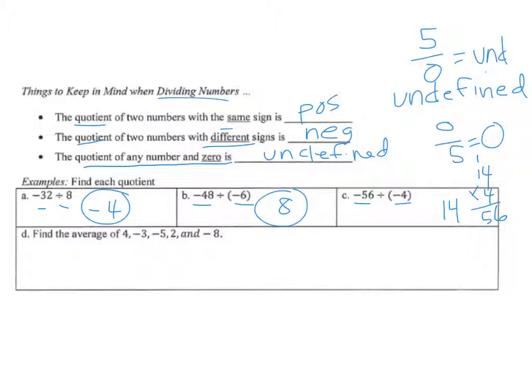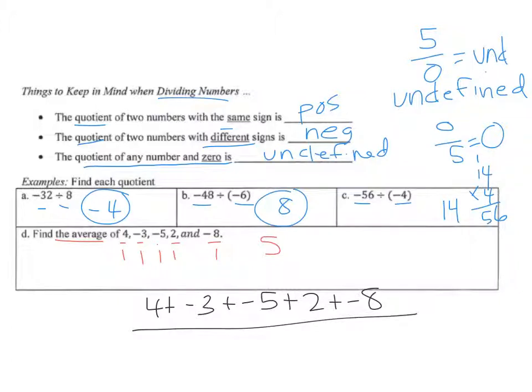And the last example, find the average. So to find the average is to add up all of the numbers and then divide by how many there are. There's 1, 2, 3, 4, 5 numbers. So I'm going to add 4 plus -3 plus -5 plus 2 plus -8 all over 5.